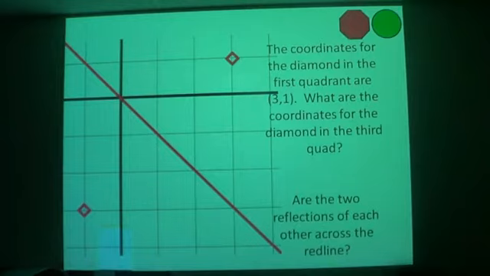The coordinates for the diamond in the first quadrant are 3, 1. What are the coordinates for the diamond in the third quadrant? Click on the stop sign. Well, x is negative 1, y is negative 3. And how does that relate to 3, 1? So you can't just come in and stick a negative sign in front of this. It's a really good idea to draw it out.